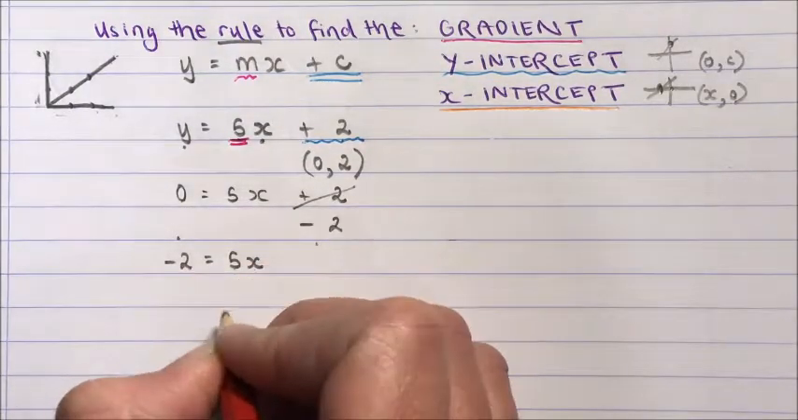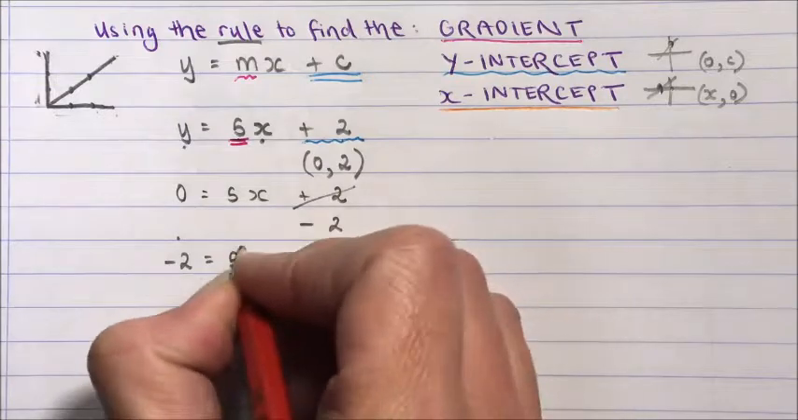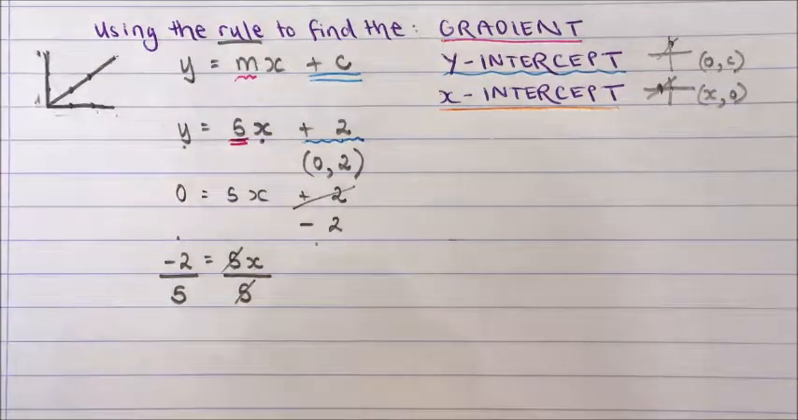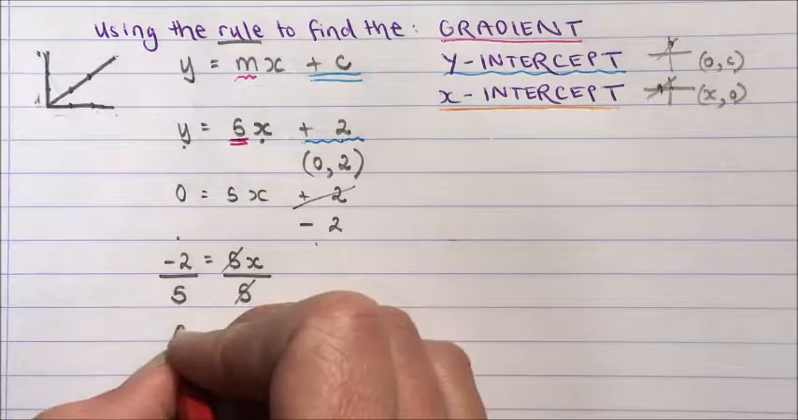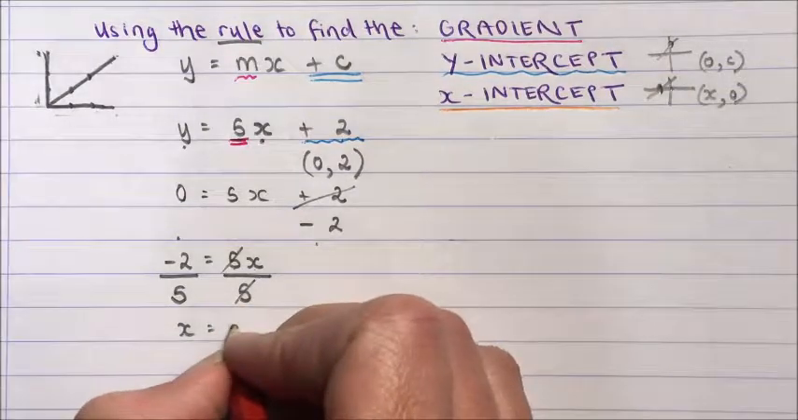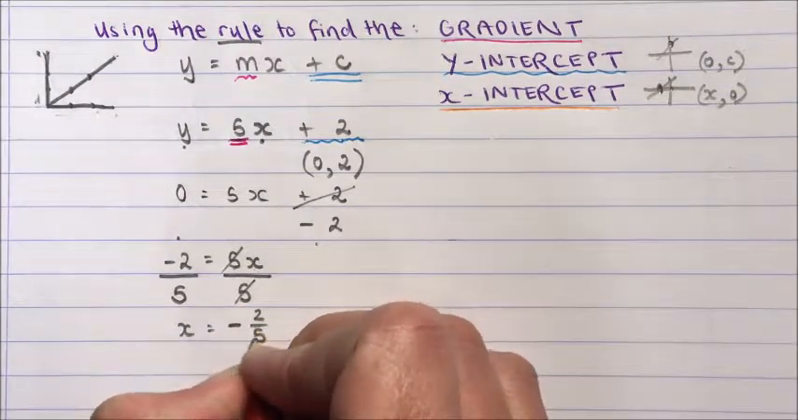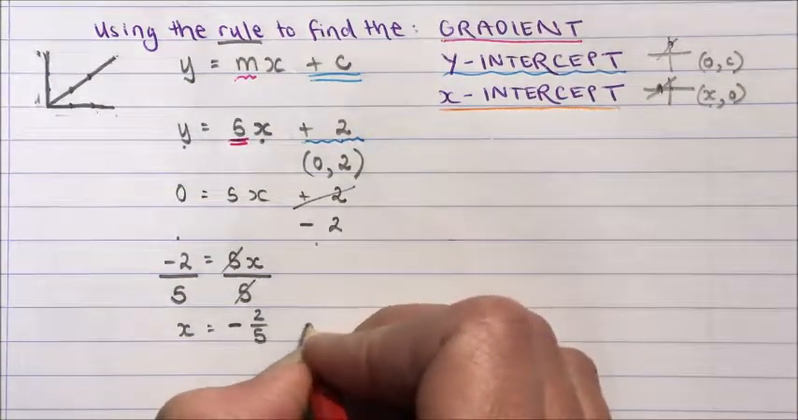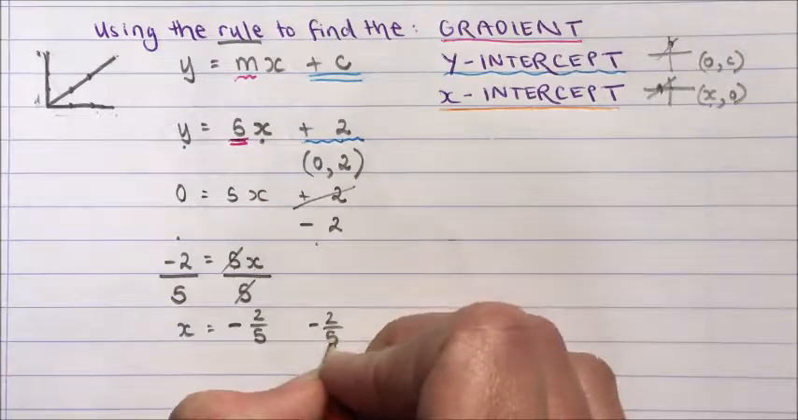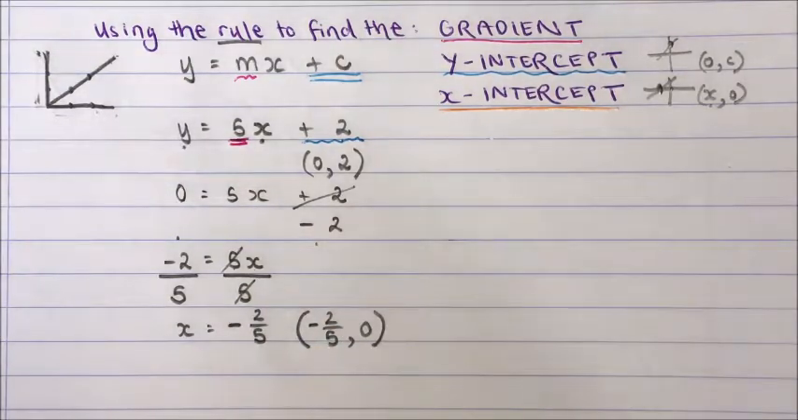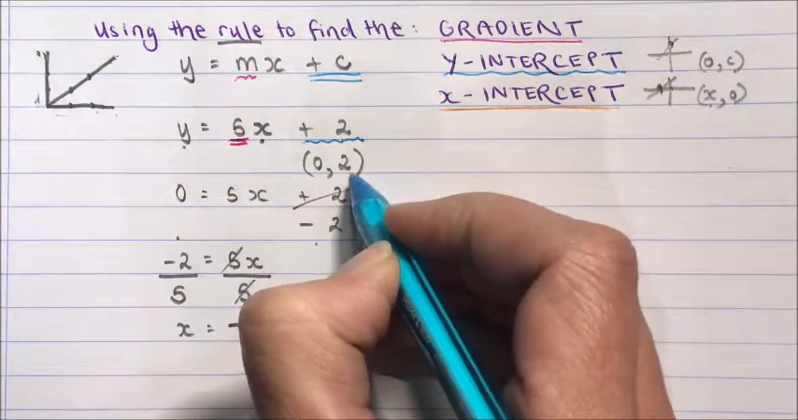So if 5 times x equals minus 2, I divide this one by 5 to cancel that out, and I divide the other side by 5, and I've got my answer. X equals, I just swap sides so that I can conform to proper mathematical conventions, negative 2/5. So the coordinates for the x-intercept will be when x is negative 2/5, y is 0.